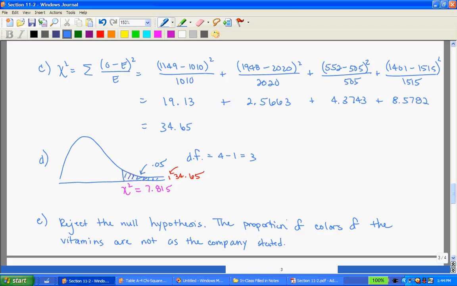We can't prove it, and we can't say just because it's much further away, but my intuition is telling me because it's so much further away, there really needs to be some adjustment so that the proportions can get closer in line with what the company states.